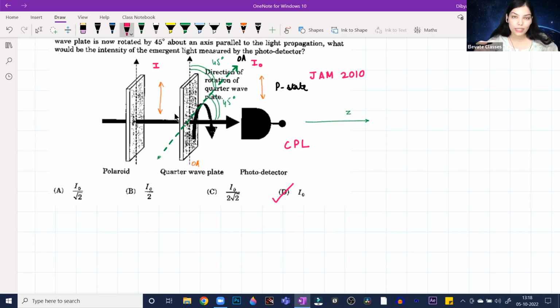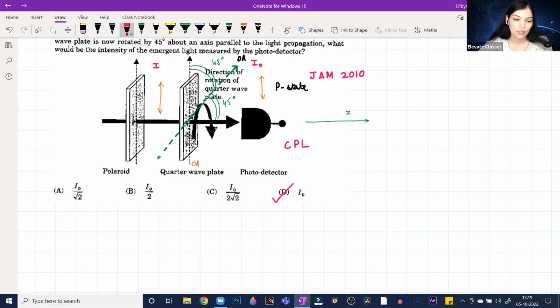पिछले वाले question में there was an analyzer after the quarter wave plate. Okay, so that was reducing the intensity, but in this case there is nothing else. I have just redistributed the energy which was oscillating like this into now a circularly polarized light. That's all the quarter wave plate has done. Okay, so इसमें intensity change नहीं होगा. I will just get I naught.